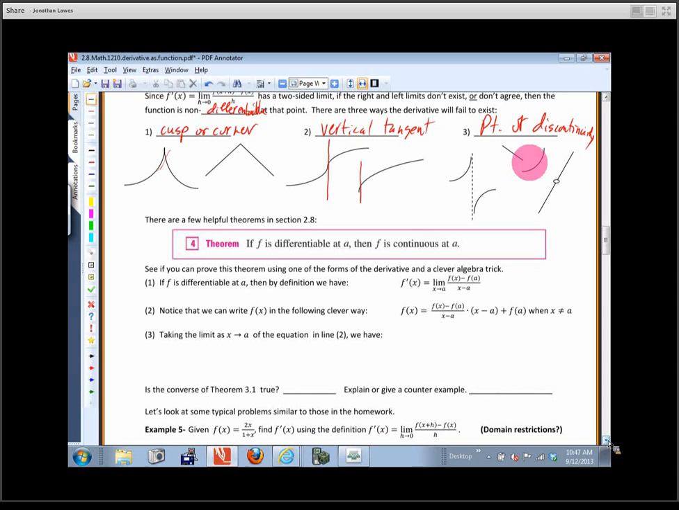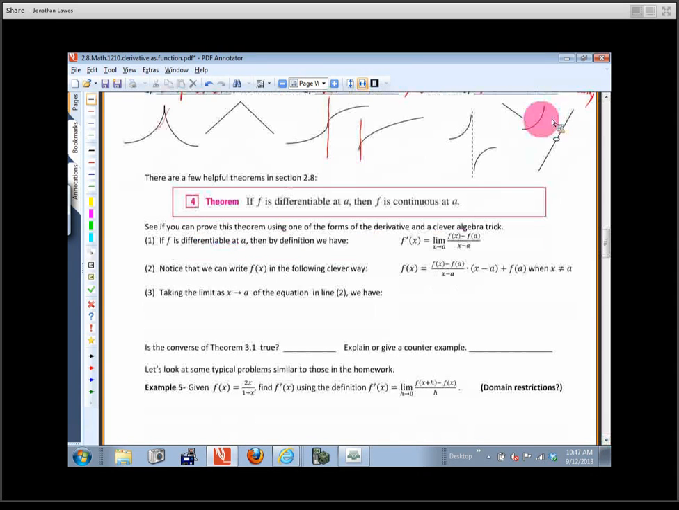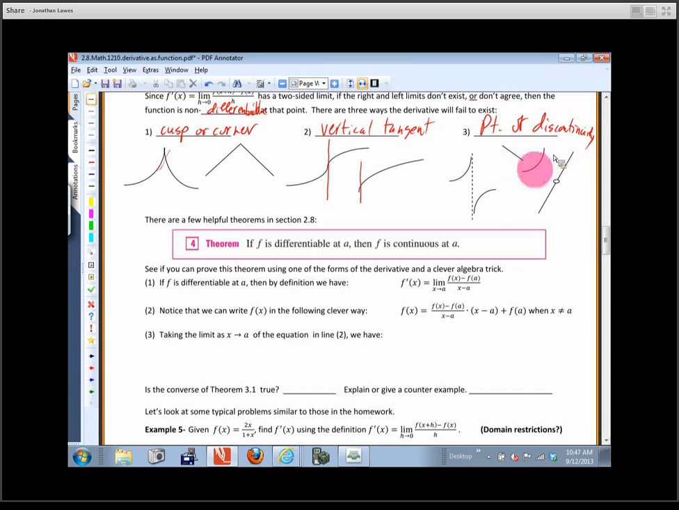Okay. So we're going to dwell on that discontinuity idea for just a second, and we're going to use this theorem. We're going to prove this. It's actually a pretty nifty and short proof. It says if f is differentiable, so that means if it has a derivative, that means it's got to be continuous. If it's differentiable, it's got to be continuous. If it's differentiable, it has to be continuous, and here's a little proof.